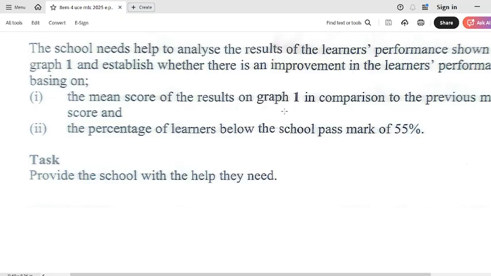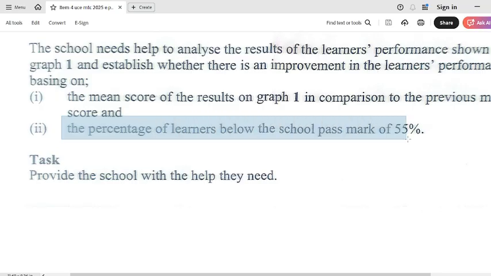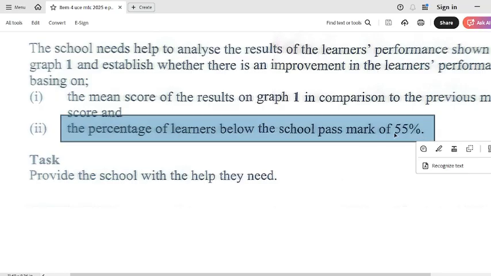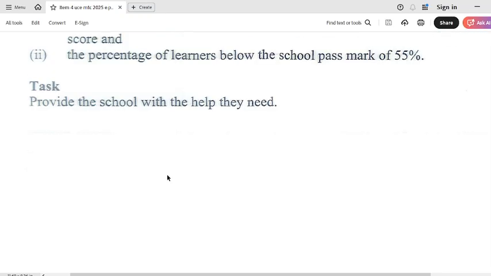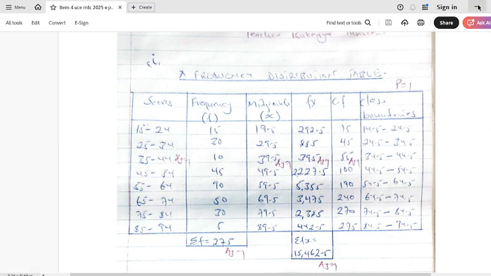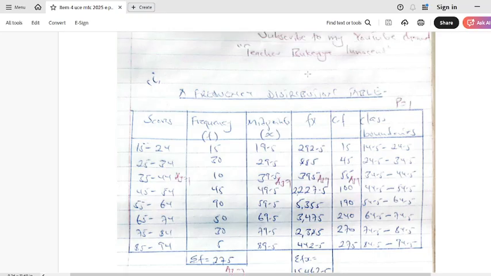That means I'll need the number of those that scored below the pass mark of 55%. Of course, this is going to lead me to a cumulative frequency curve, which we call an ogive. And we know that an ogive is cumulative frequency against class boundaries. So that's why inside my table I will need that column for the cumulative frequency. That's why it is there. I just want to talk about it before we continue, but we shall come to Roman 2 and see what it really requires.